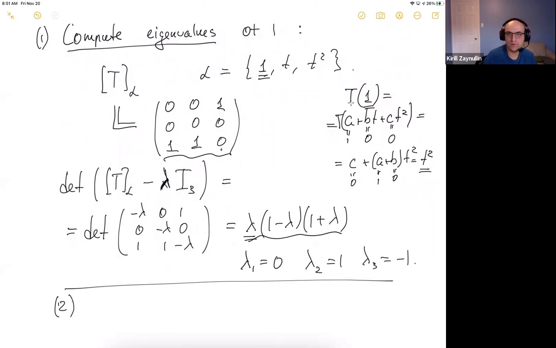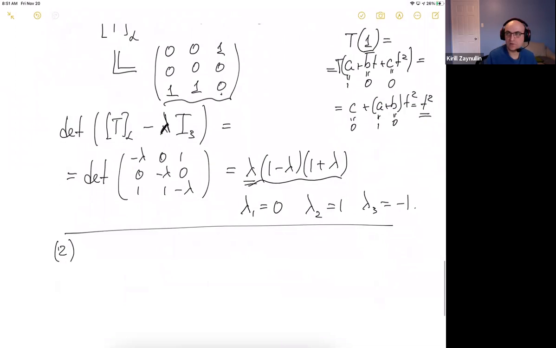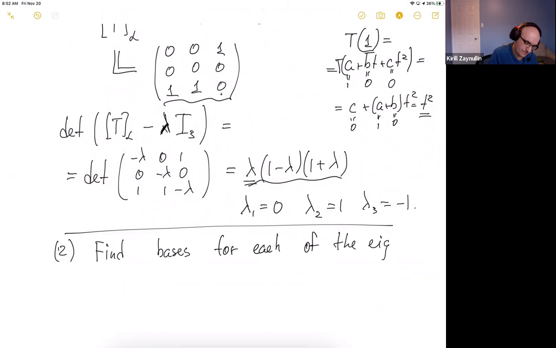Second question: we would like to describe the eigenspaces, or another way, find bases for each of the eigenspaces of T.